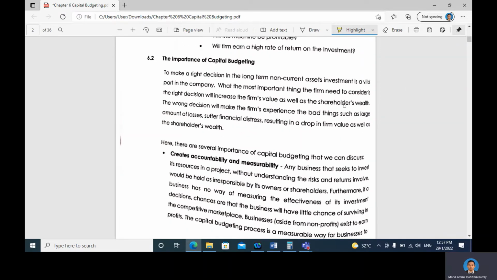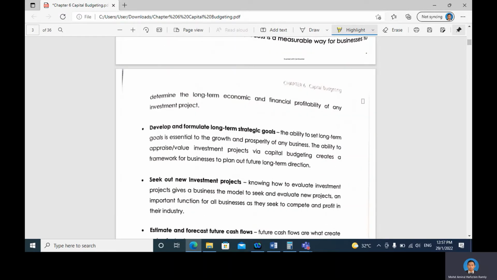For example, the first importance of capital budgeting is it can create accountability and measurability, whereby we can measure the project, which project is suitable for our business based on our budget. And the second one would be we can develop and formulate long-term strategic goals. Basically, some firms just buy the machine, just buy the land without doing any calculation, because we need to know the strategic goal of the firm. If we just buy those that are not beneficial to the company, it can become a burden, a liability for the firm. So that's why we need to do capital budgeting.